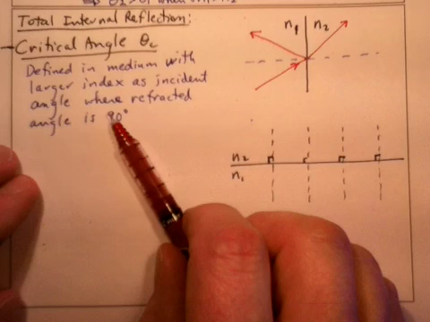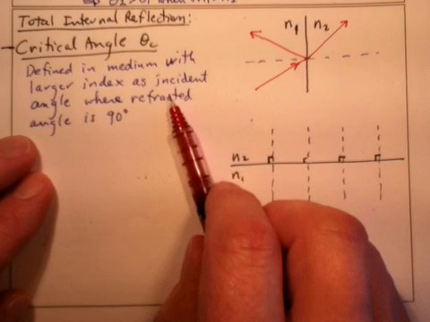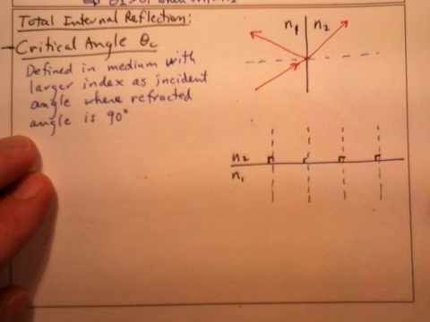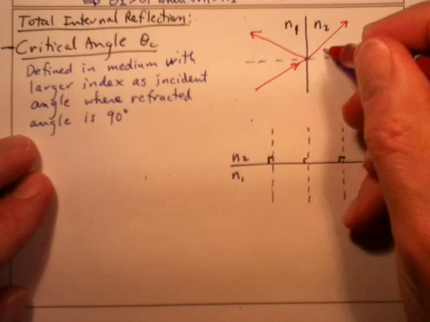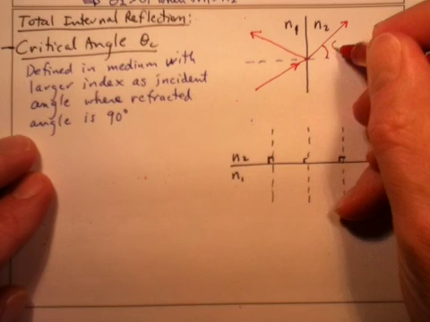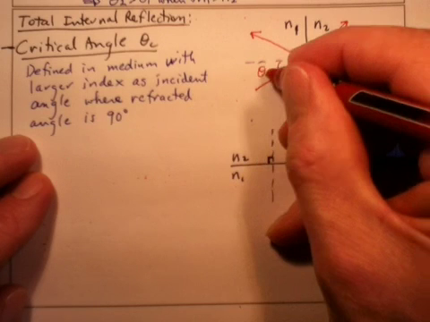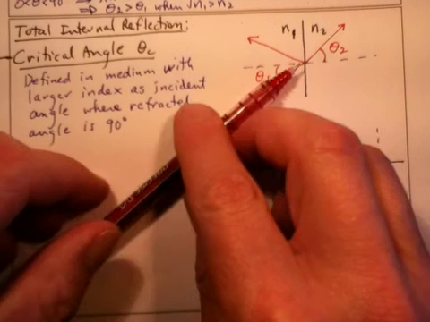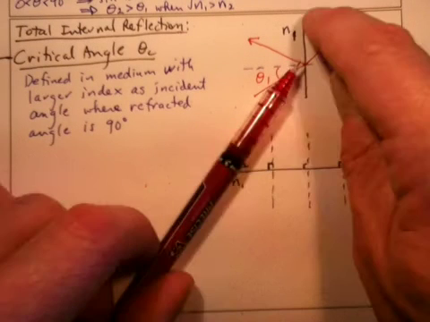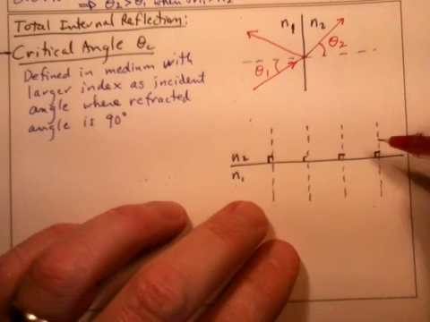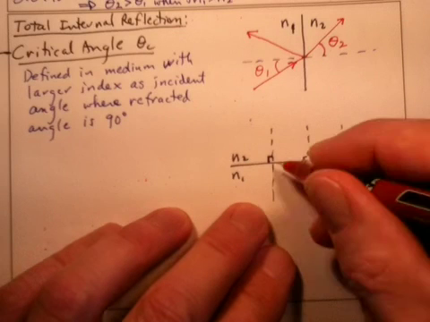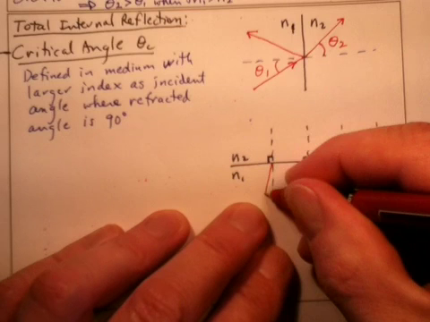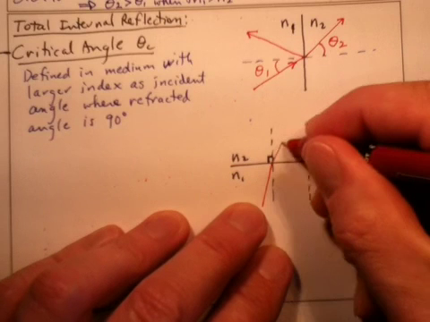Well, the critical angle is defined inside the medium with the larger index, and that's the incident angle at which the refracted angle becomes 90 degrees. You see, this refracted angle is larger than the incident angle, theta 1 here. And if theta 1 keeps increasing, theta 2 stays ahead of it, and eventually theta 2 hits 90 degrees before theta 1 does. I can draw that schematically here in a series of 4 refractions where the incident angle theta 1 is increasing by steps.